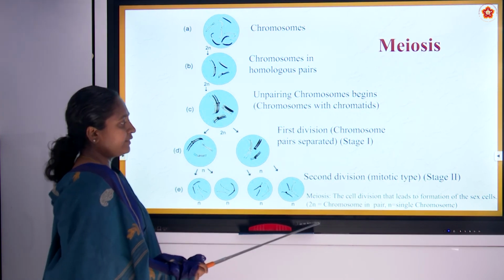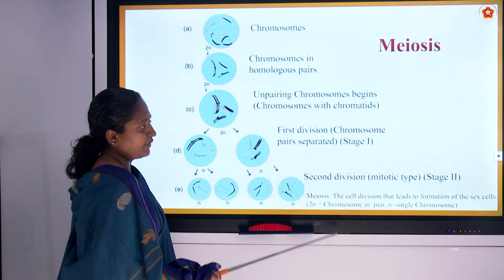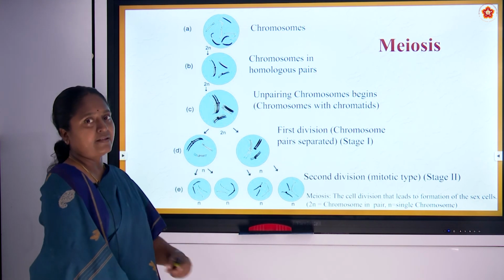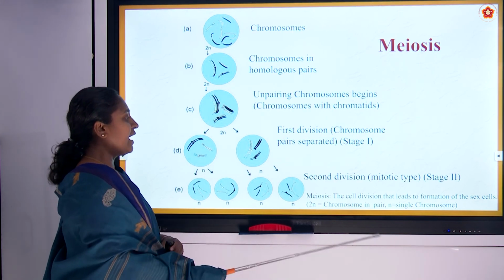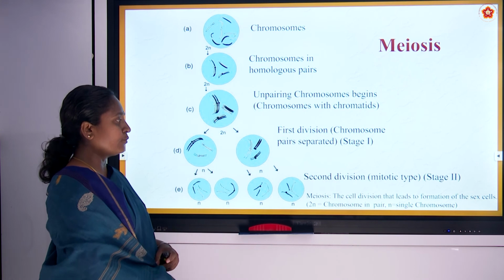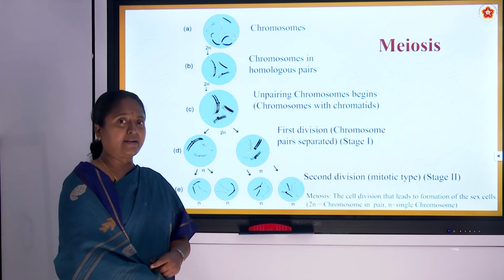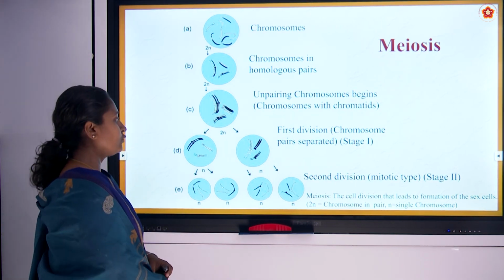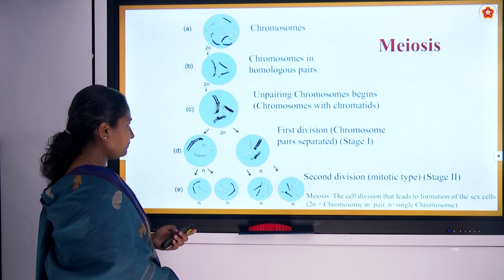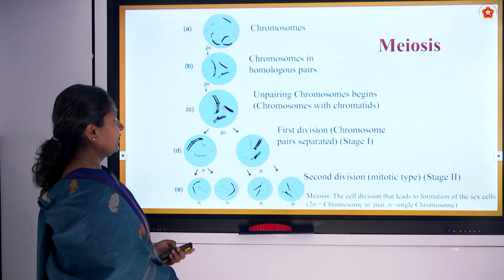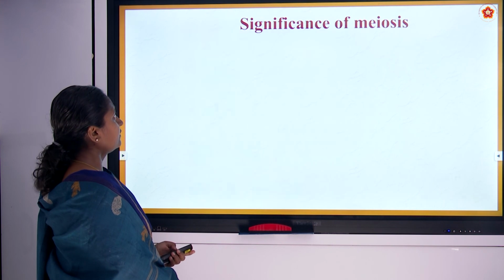So in meiosis, what is happening? It leads to the formation of gametes, or the sex cells, which have only n number of chromosomes, while 2n was present in the parent cell. Now it is getting reduced to n. Hope you understand this concept clearly.